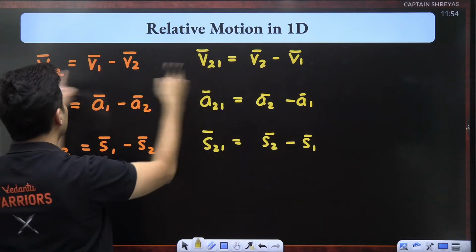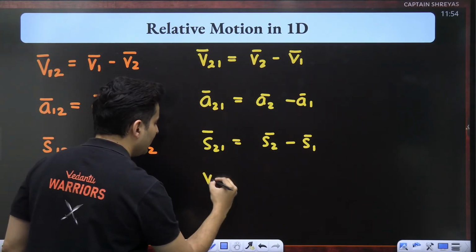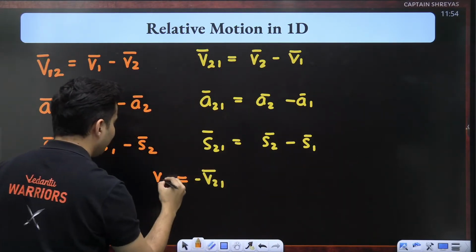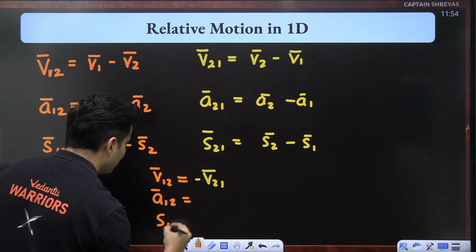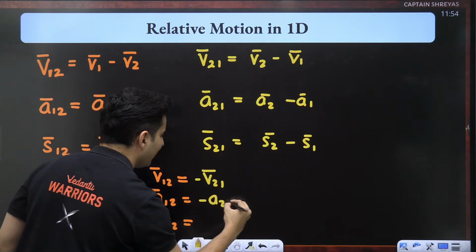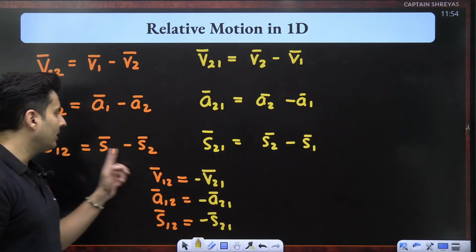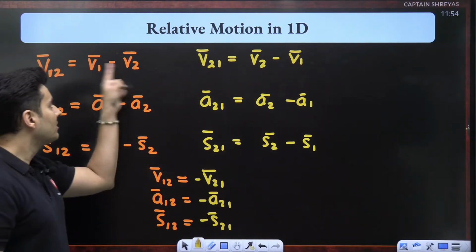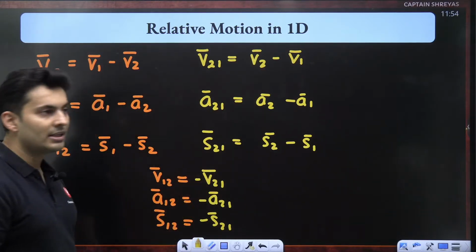In fact, if you notice, these two are exactly negative of each other. So, strictly speaking, V21's negative is actually V12. Same thing applies for A12 also, and for S12 also. They are magnitude wise equal, but direction wise opposite. You subtract the displacements, you get relative displacement. Subtract the accelerations, you get relative acceleration. Subtract the velocities, you get relative velocity. So this is negative of each other.